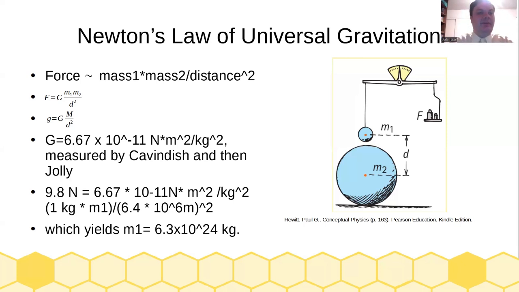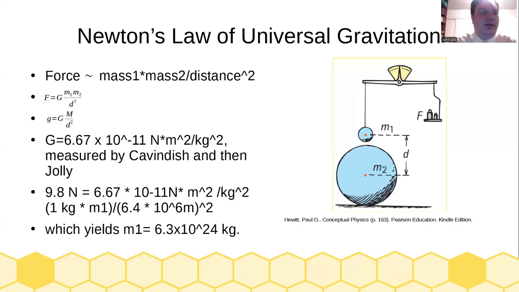The equation for this force is given by F equals G m1 m2 over the distance squared, where G is just a constant of proportionality that tells you how strong the force is and converts between the units of mass 1 times mass 2 divided by distance squared and forces.